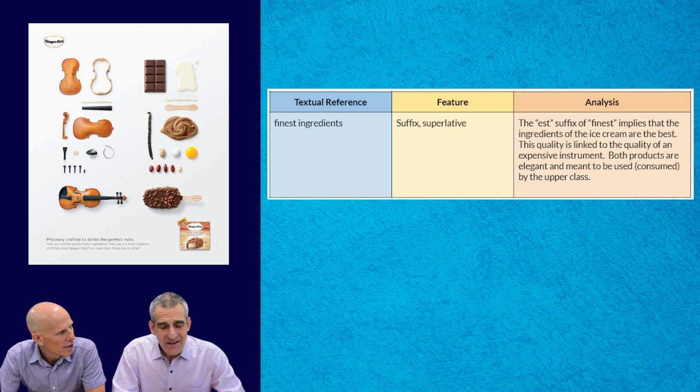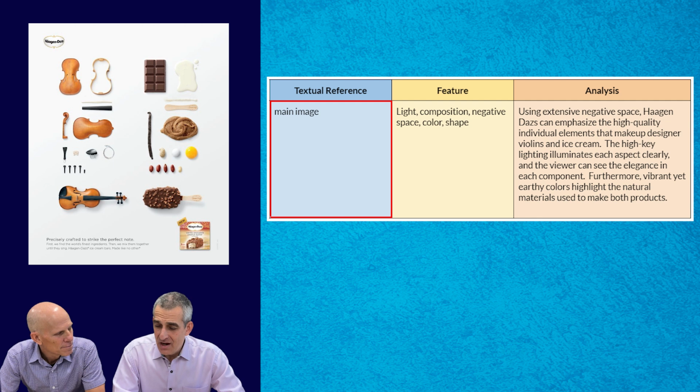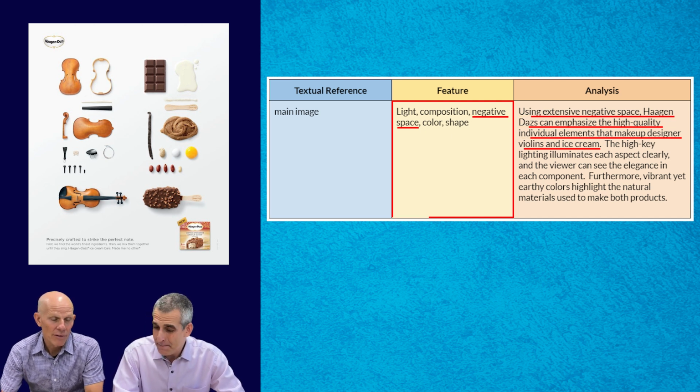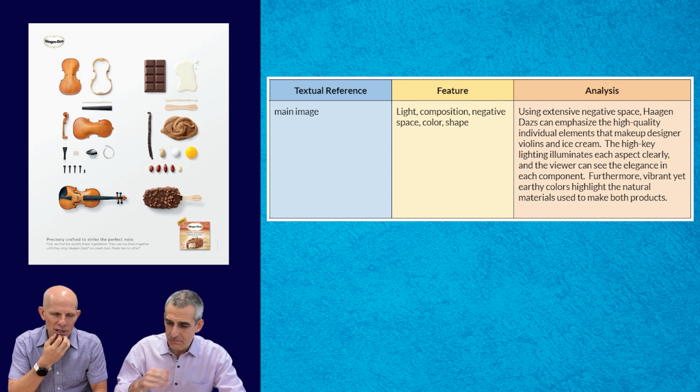Yeah, I think the main image is really interesting to talk about, Mr. Giles. One of the things I really notice is the use of negative space, which of course is that white space in the background between the images. It allows you to really focus on each individual ingredient and see the detail and see the precision that's needed to craft this ice cream. Yeah, that's right. And it's so clean. I think it's such a clean composition.